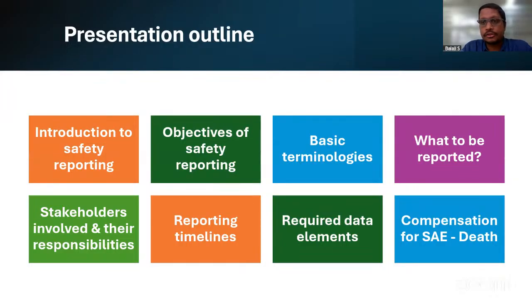That would also be discussed here, along with compensation for SAE, particularly in case of death. Because something that happened due to participation in the clinical trial needs to be compensated. There is a legal obligation and an ethical obligation as well, so compensation, particularly for death, will also be discussed.